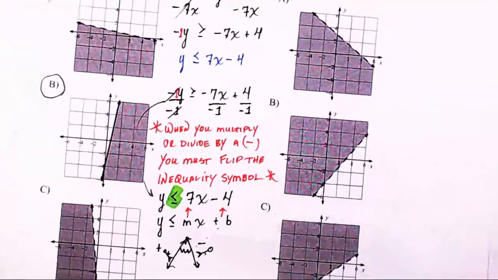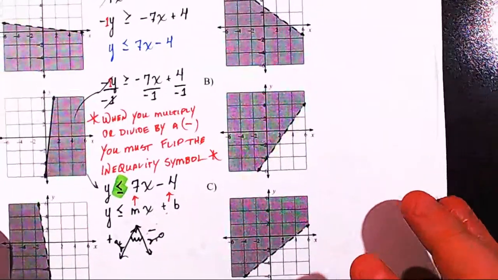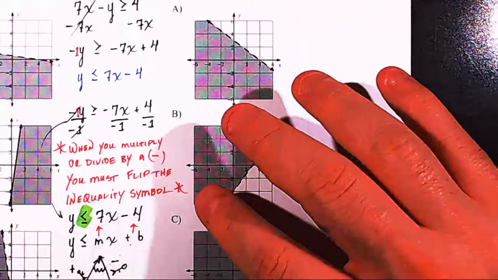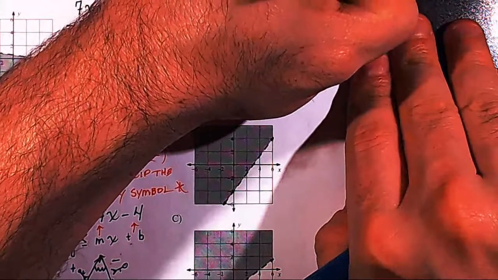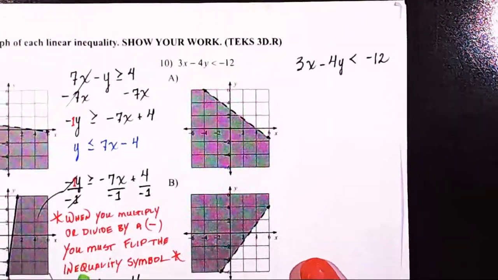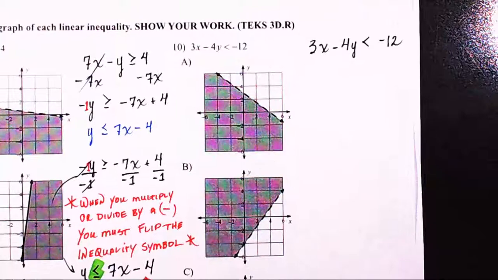Okay, moving on to number 10, the last problem. You've made it, you've survived. We have 3x minus 4y less than negative 12. Sorry, you couldn't see me writing that. Okay, 3x minus 4y less than negative 12.